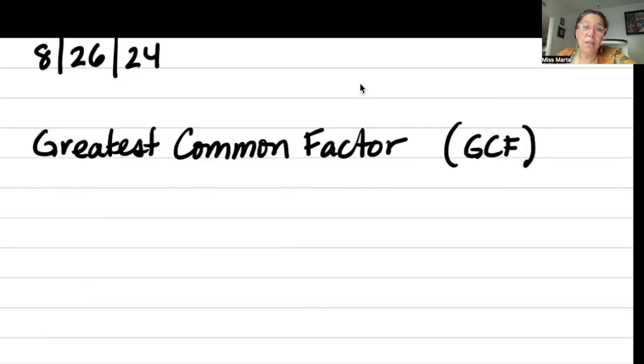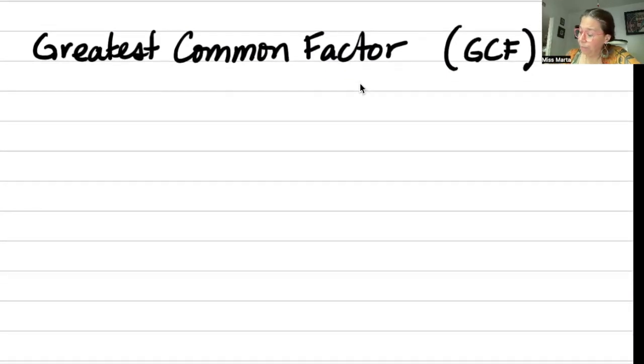So what is the greatest common factor? Well, it is the largest number that can divide a pair or set of numbers. So to better explain what I mean, let's do an example. Let's start with 24 and 45. Okay, so what are the factors of 24?